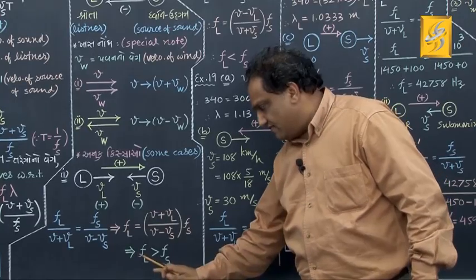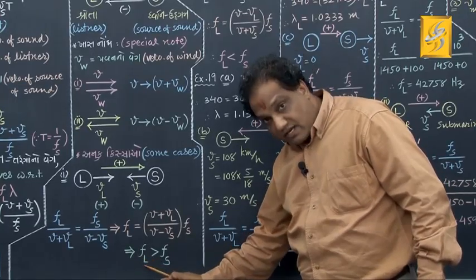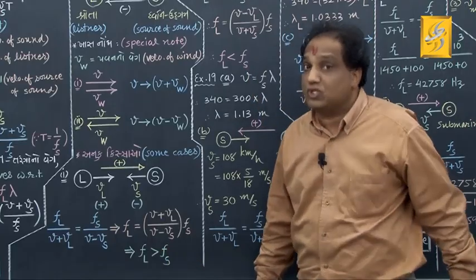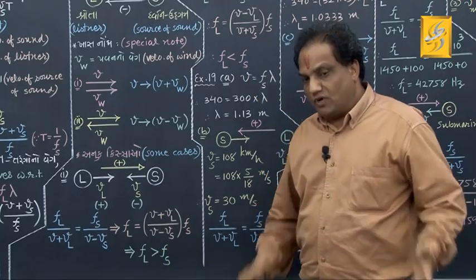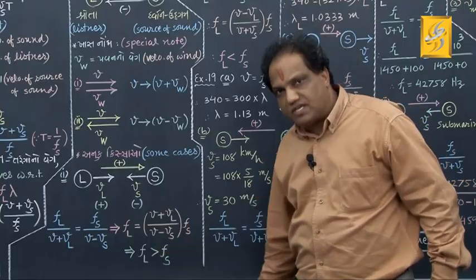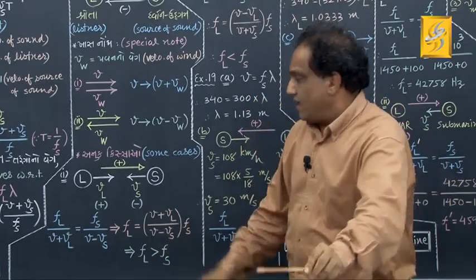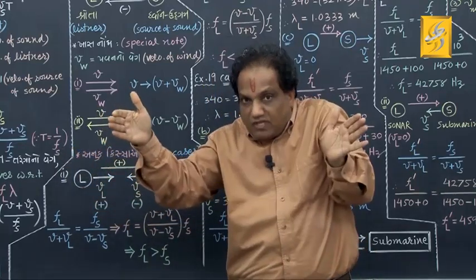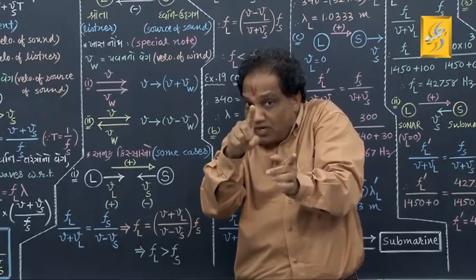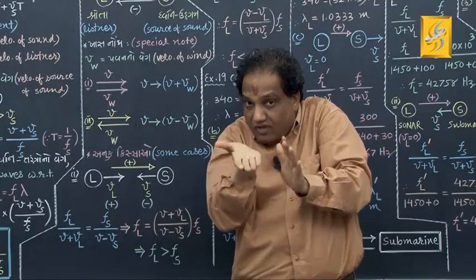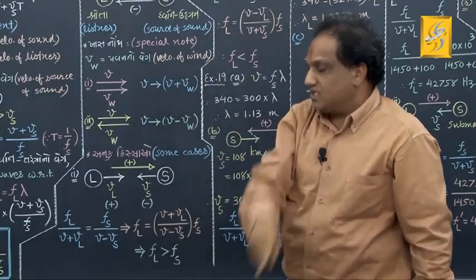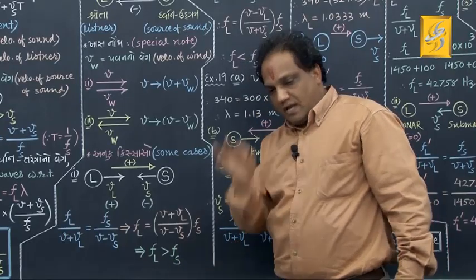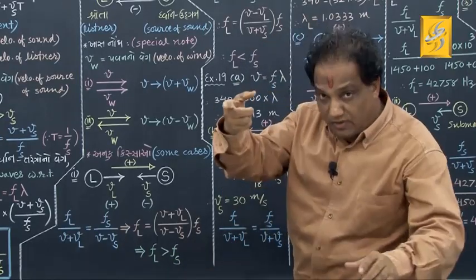Correct? That is, the frequency of sound heard by the listener will be greater than the frequency of sound actually generated from the source. Now tell me, what is the reason for the increase in frequency? The reason is very simple. When listener and source are moving towards each other, the distance between them will decrease. I told you initially, if distance decreases, frequency will increase. That's why FL is greater than Fs. Okay? Let us now consider the reverse possibility.